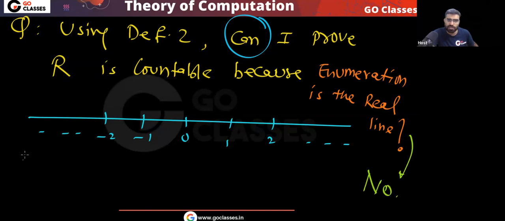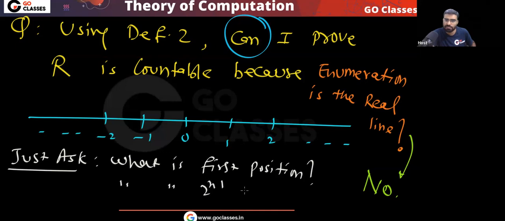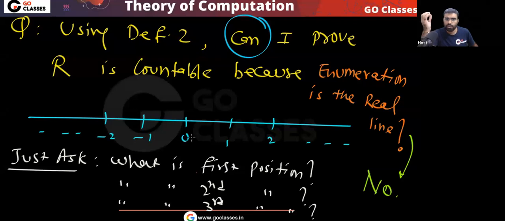Just ask what is the first position, what is the second position, what is the third position. Is this clear? There is no first position, no second position, no third position. So, did you notice that you have to create a sequence in which you have a first position, a second position, a third position, and so on? And every element should appear.